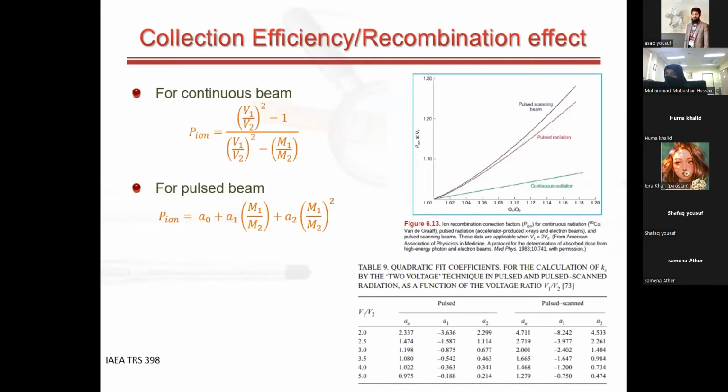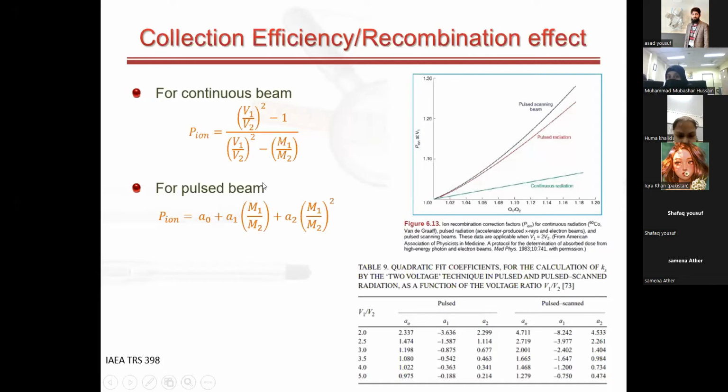For ion recombination correction, there is a formulation that was given by Boag and Almond et al. They have provided this formula for a continuous beam. We can use this formula for calculation of the recombination correction factor, where V1 is the commonly used voltage and V2 is half of V1. And M1 is the charge collected by the chamber at V1, M2 is the charge collected at V2. So by using this formula, we can calculate the ion recombination correction factor for a continuous beam like cobalt 60.